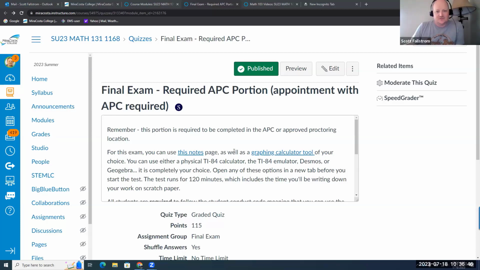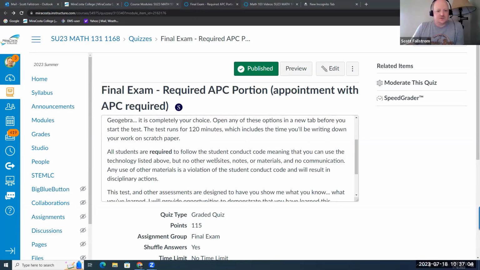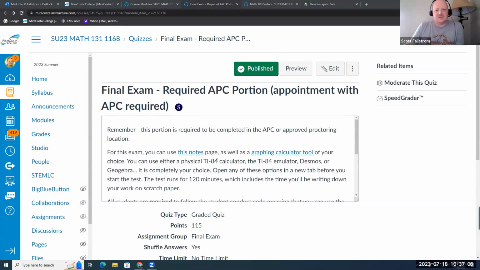The final exam is going to have 2 hours. This is the mandatory portion. You have to have the appointment with the APC, as you probably know. It runs for 2 hours. That's the maximum length that I can do, and everybody's required to follow the student conduct code, of course.